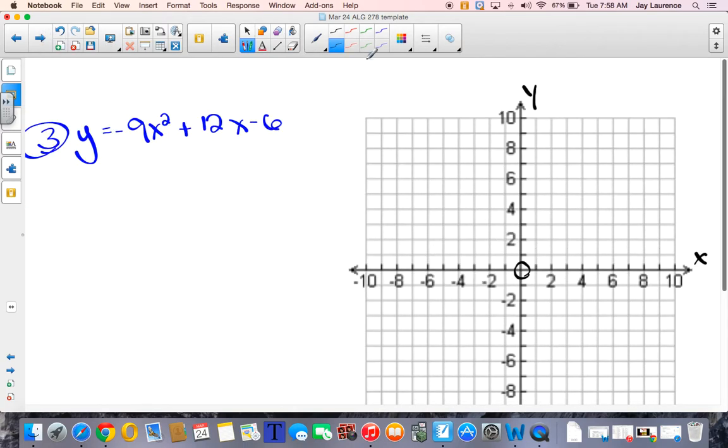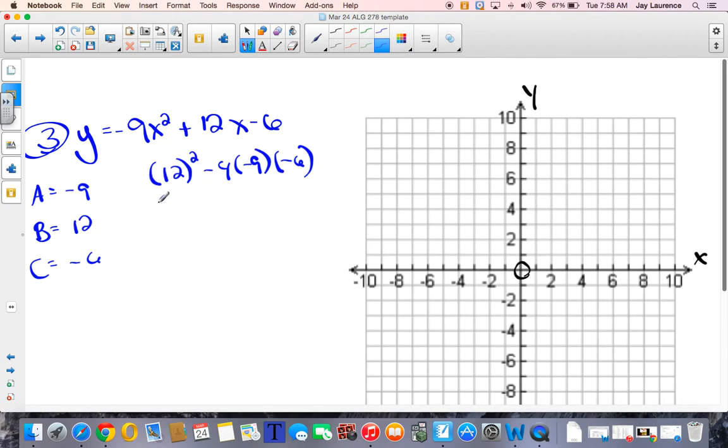Let's try one more. And we'll see how quickly we can do this without losing you. All right. We got a, b, c. Easy as -9, 12, -6. Go looking for the discriminant. 12 squared, I think that's going to be gross, minus 4 times -9 times -6. Well, 12 squared is 144. I was right, it is gross. I've got 3 negatives there, so it's going to be minus 36. 4 times 9 is 36.